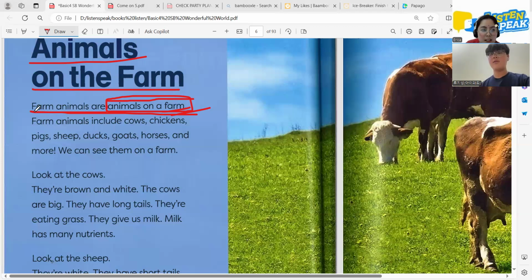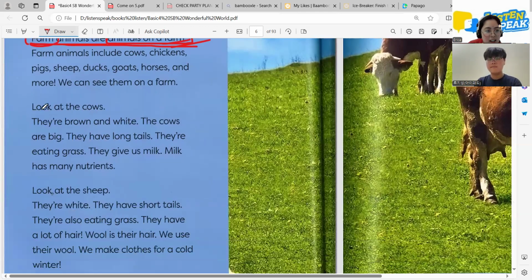So look at this. So if farm animals are animals on a farm, right? Farm animals are animals on a farm. How about zoo animals? Zoo animals are animals on a zoo. Yes. All right. So thank you very much. All right. So let's see here.